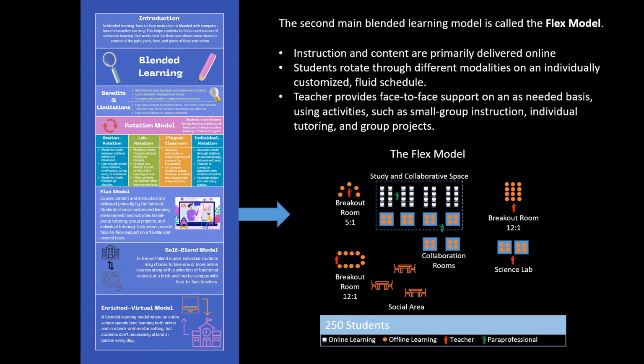The second main blended learning model is called the Flex model. In this program, instruction and content are primarily delivered online, with students rotating through the different modalities on an individually customized, fluid schedule. In this case, the teacher of record or other adults provide face-to-face support on an as-needed basis, using activities such as small group instruction, individual tutoring, and group projects.